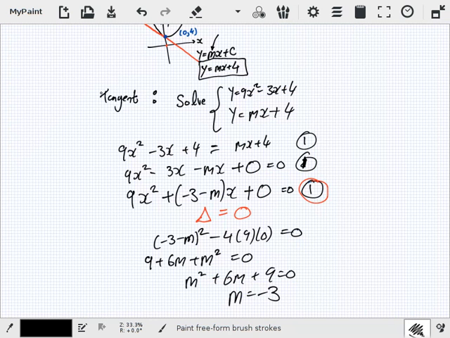So Mubarak, you kind of had the idea, you were thinking that there should only be one solution, but you're forgetting that it's one solution for this system, not the quadratic by itself.